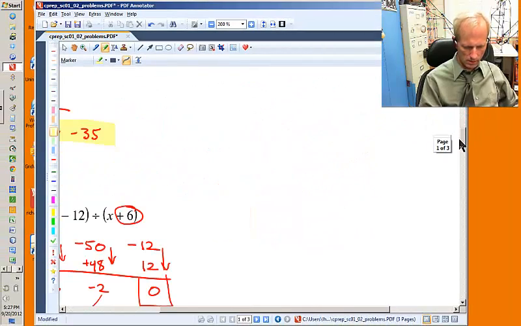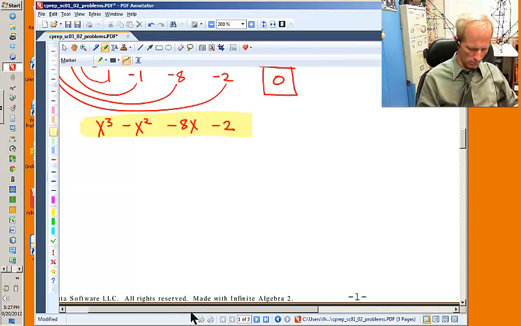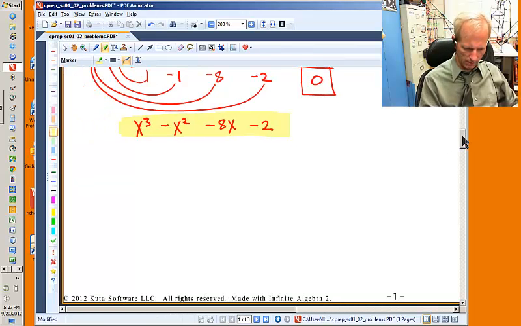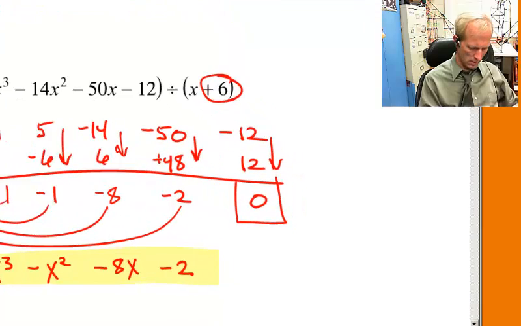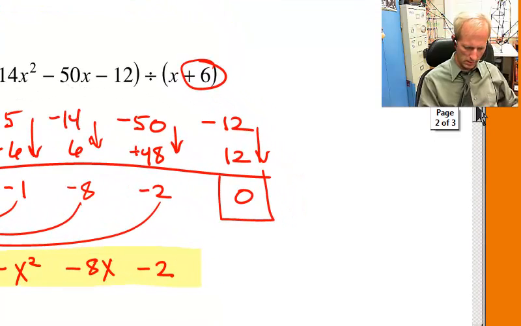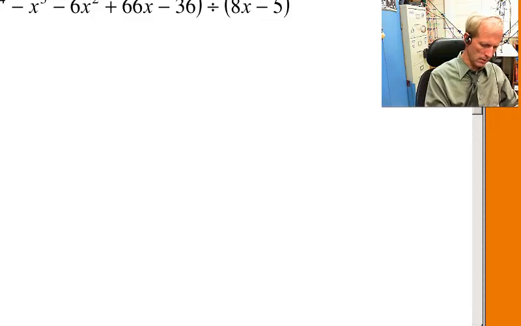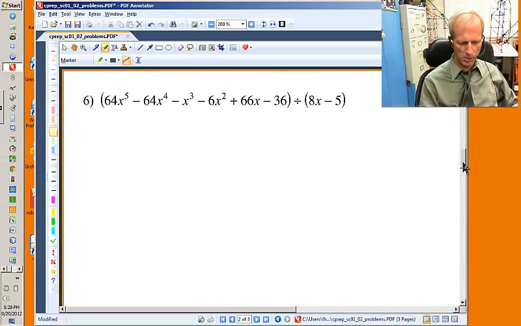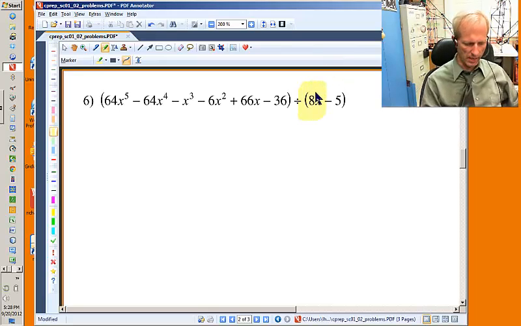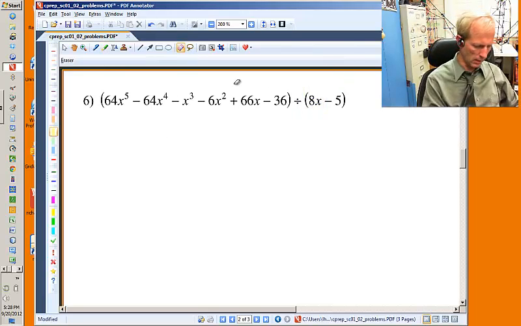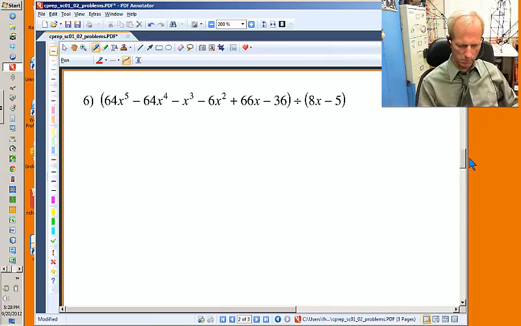The next one, let's see, I think there is a remainder if I'm not mistaken, if I can find the problem. Let's see, is it on the second page? Yes, it is. Actually, I'm just going to skip this problem because it isn't going to work well with synthetic division because of that 8 there, and I didn't realize that I put that in my list of problems to do.